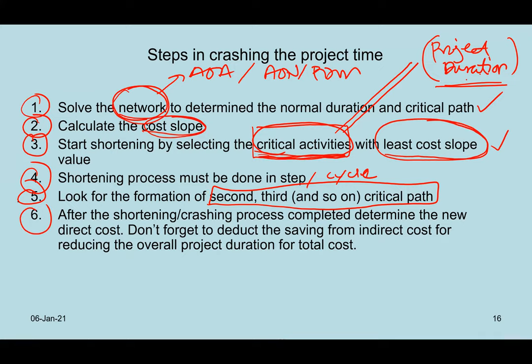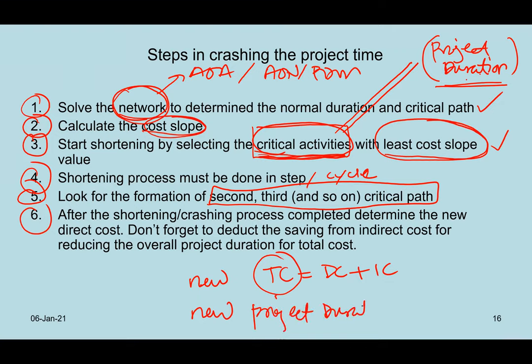Then number six, after the crashing process is completed, determine the new direct cost. Remember how to get the total cost: total cost equals direct cost plus indirect cost. When you add these costs together, then you get the new total cost. We want to have the new total cost and the new project duration. This is our objective. We want to know how much the new total cost is and how many days it takes to complete the project after we do the project crashing exercise. That is what this class is all about.